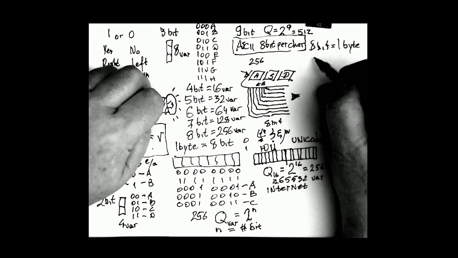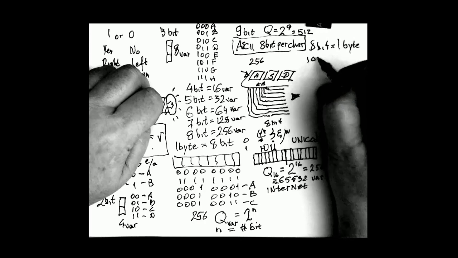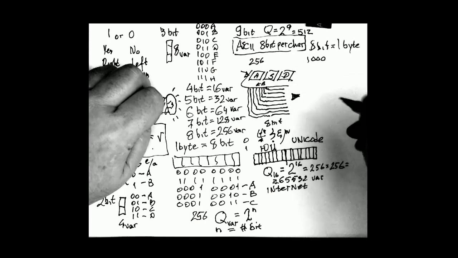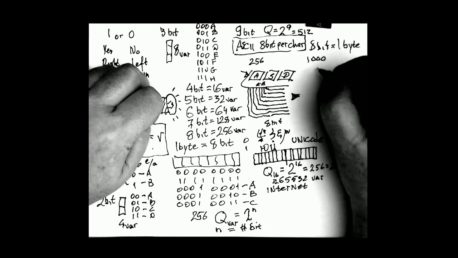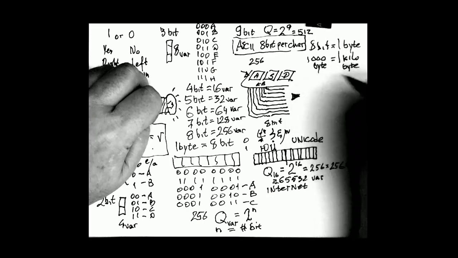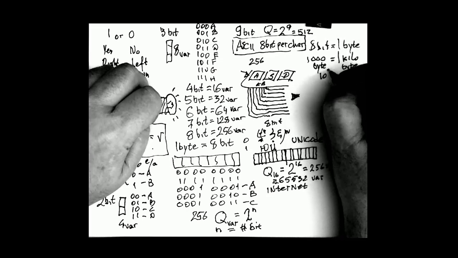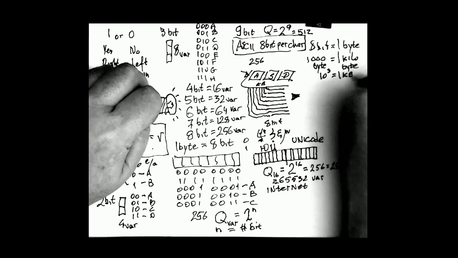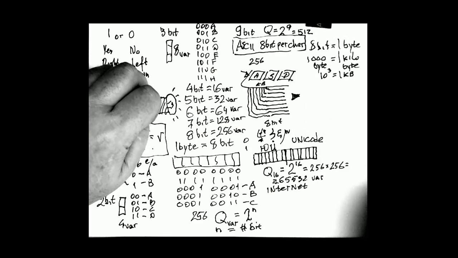Now, folks, 1000 bytes is 1000 letters. 1000 bytes is equal to 1 kilobyte. And 1000 is 10 to the power of 3. That is 1 KB, 1 kilobyte.